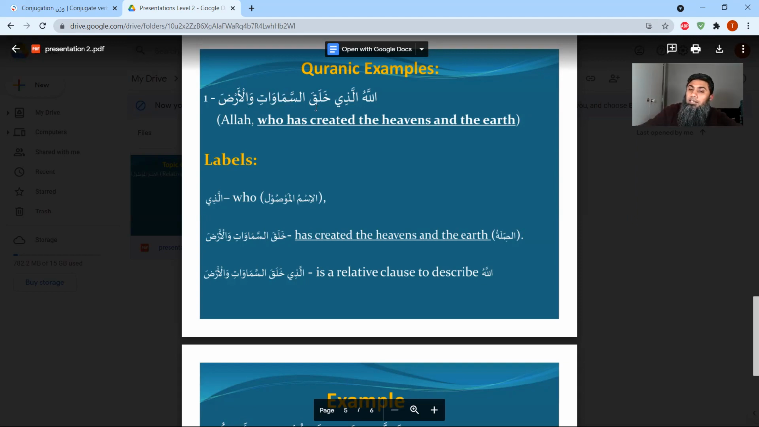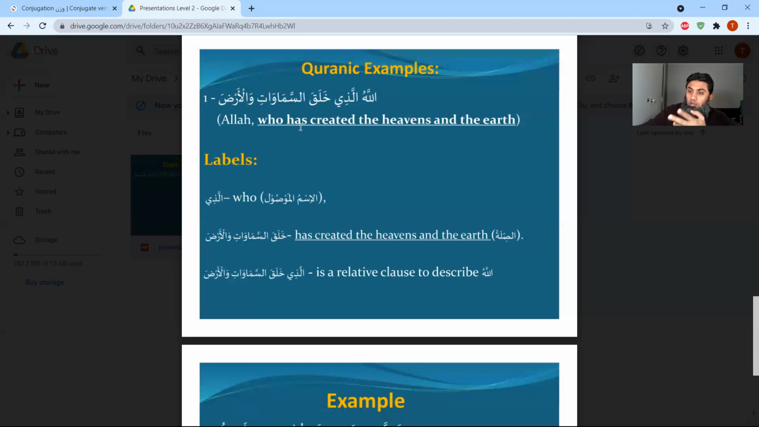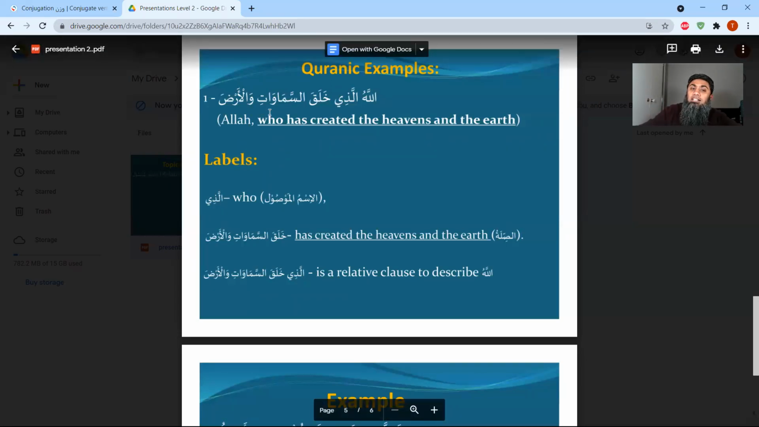So halaka is fail madi. Inside of halaka, huwa, or he, is the fail, or the doer. As-samawati, maf'ul number 1. Al-arda, maf'ul number 2. So this khalaqa samawati wal arda is a jumla based on fail madi. It's a jumlatul failiya, but this jumlatul failiya is becoming the sila for allazi. Allazi is a mausul, and this jumla, which is jumla of madi, is the sila. Mausul and sila together is a relative clause which is describing this word Allahu.